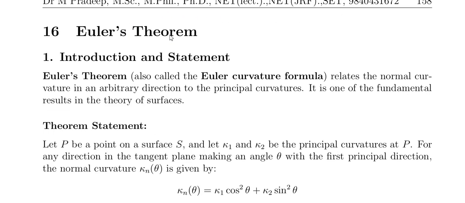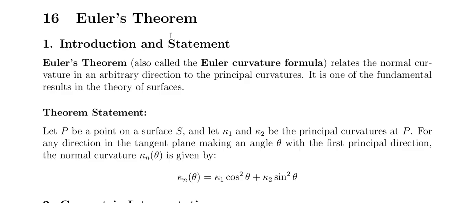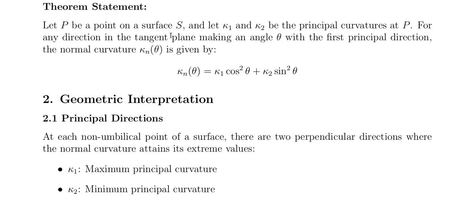This is called the Euler theorem. Euler theorem means the Euler curvature formula. That is normal curvature in an arbitrary direction to the principal curvature. That is the theorem statement. Let P be any point on the surface, kappa 1 and kappa 2 the principal curvatures, for any direction in the tangent plane making an angle theta with the first principal direction, the normal curvature kn of theta equal to k1 cos square theta plus k2 sin square theta.